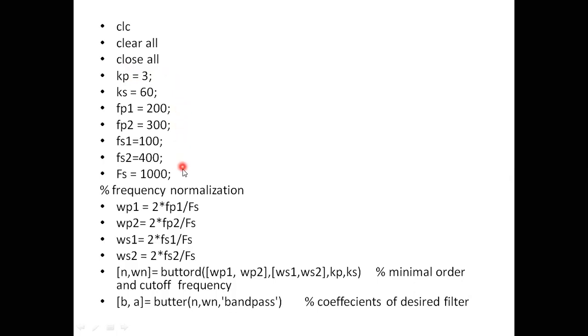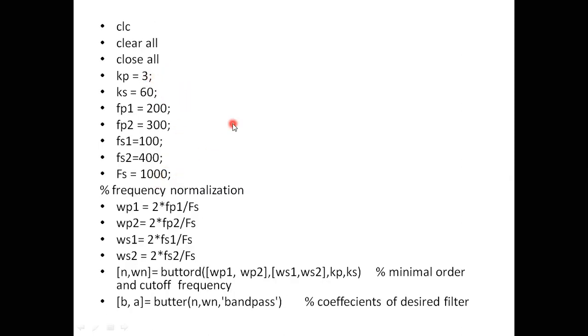So these data are given. Write down all these data. Kp equal to 3 is given, Ks equal to 60 is given, Fp1 is given, Fp2 is given, Fs1 is given, Fs2 is given, and sampling frequency is also given.